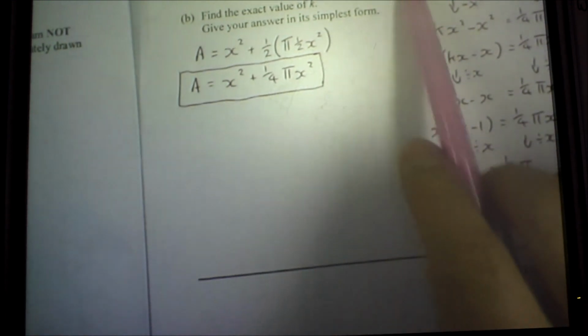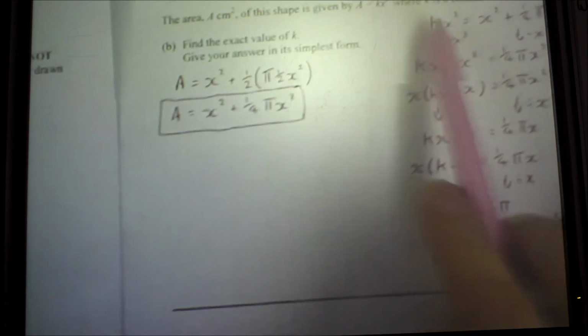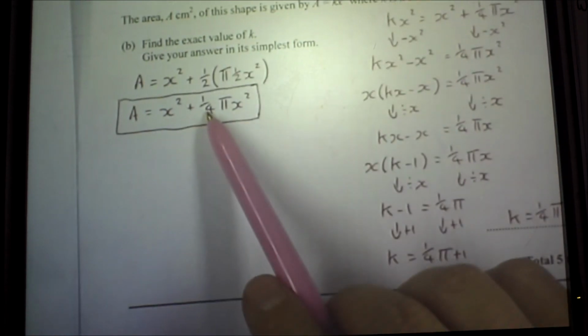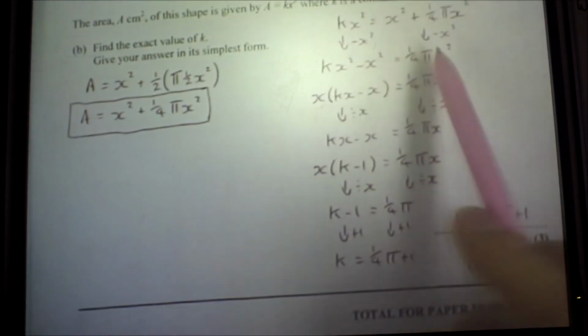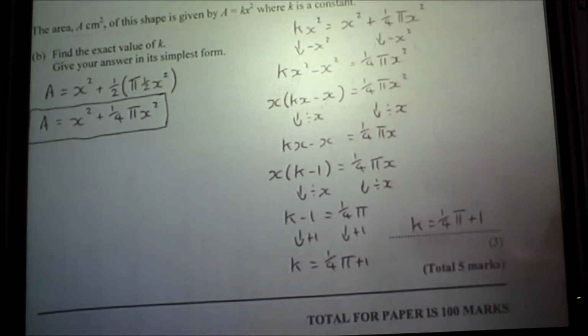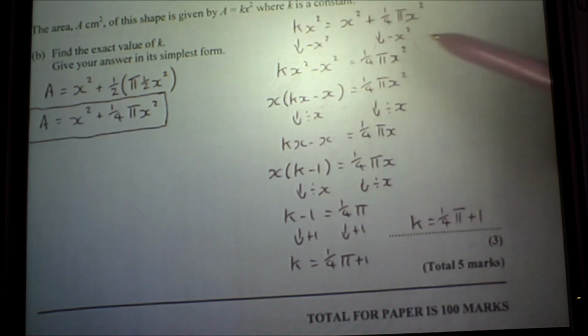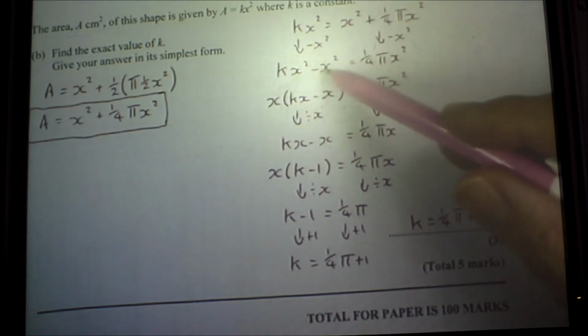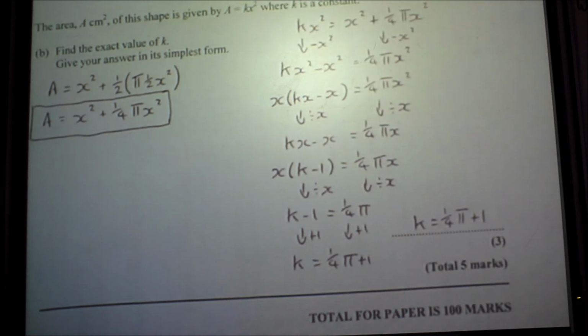So you're told here the area is equal to kx squared. So kx squared must equal this. So kx squared equals x squared add a quarter pi x squared. Okay, and then we sort of whittle our way down this and try and work it out. First of all, subtract x squared from both sides leaves you with that. Let me zoom in a little bit so you can follow it.